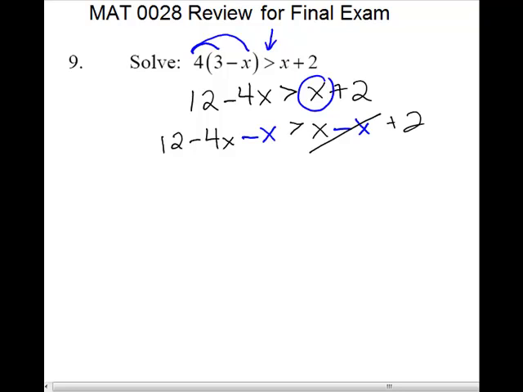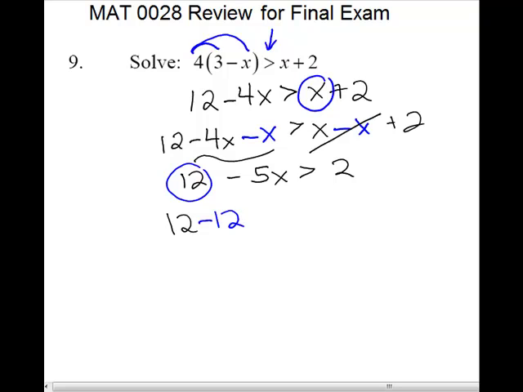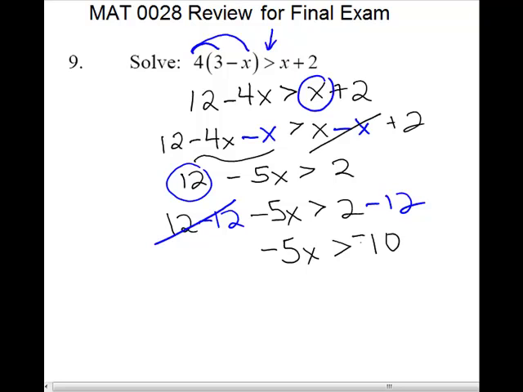Clean up on the left. 12, and this will give us a minus 5x. It's greater than 2. Now you want to isolate your x, so we're going to take off that 12. It's a positive 12, so to make it cancel, we need to take it away from both sides. Clean up. So if negative 5x is greater than, watch your signs here. Different signs, subtract, sign of the larger.